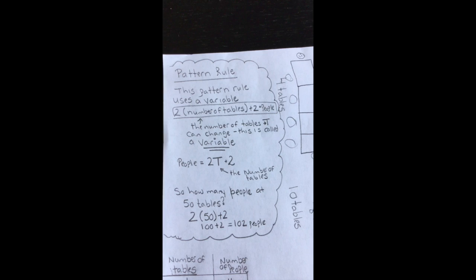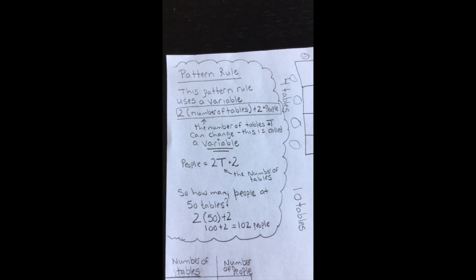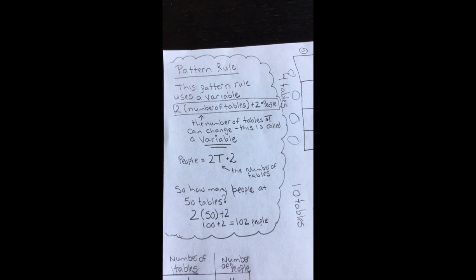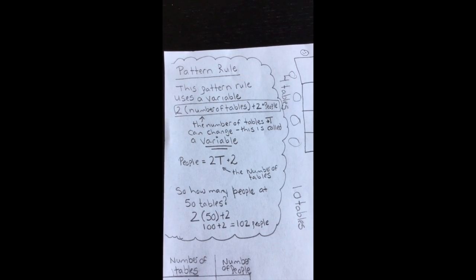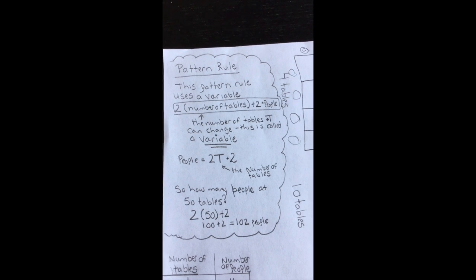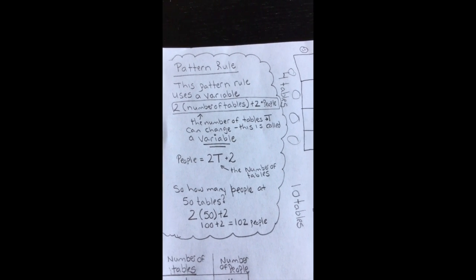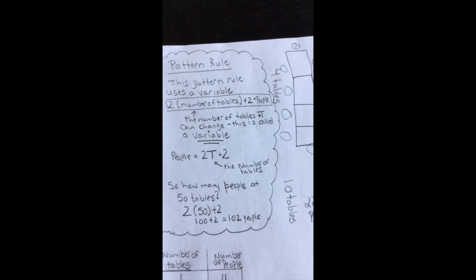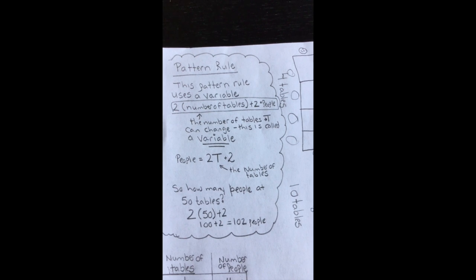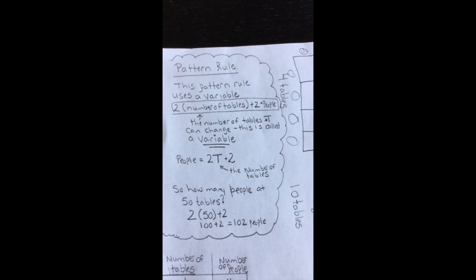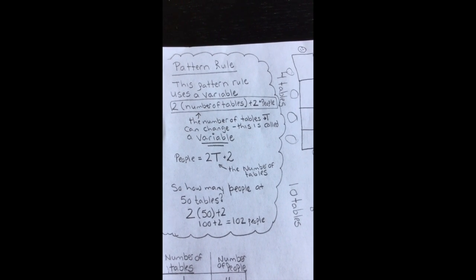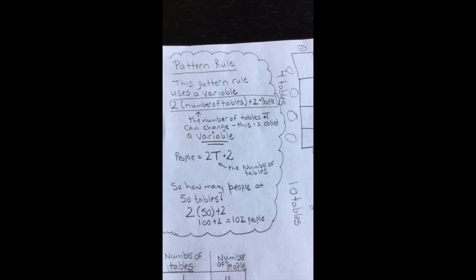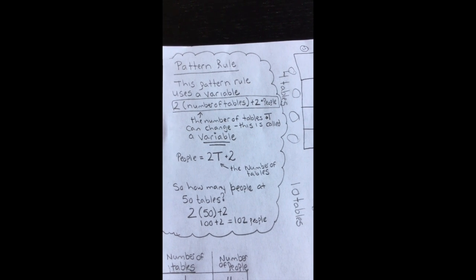So to finish my thinking on this, this pattern rule uses something called a variable. So we talked before it was 2 multiplied by the number of tables, add 2 would give you how many people are at the restaurant. So the number of tables, we're going to use the letter T, a big capital T, can change. So there could be different amounts of tables, which would affect how many people there can be. So because the number of tables can change, here it's a variable, and variable comes from the word to change.